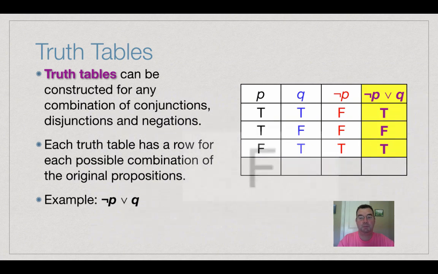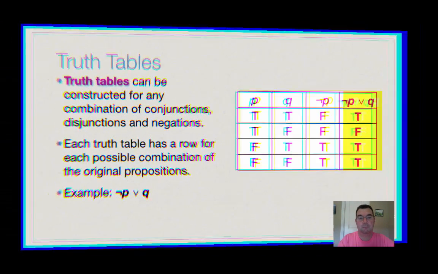That's true. The last possibility is when P is false and Q is false. That means that not P is true, and that means that a false or a true is true. So that's the truth table for not P or Q. All right.